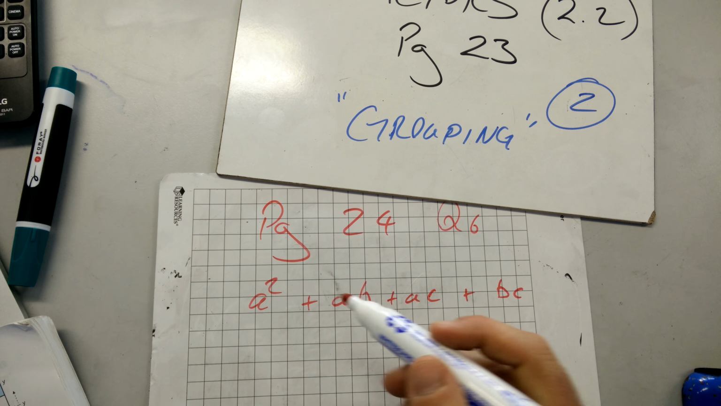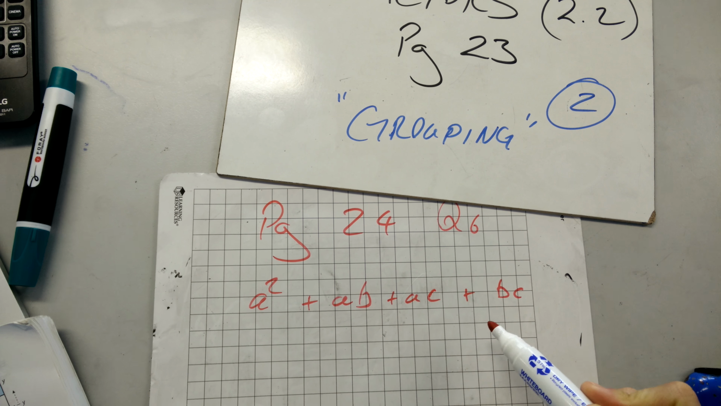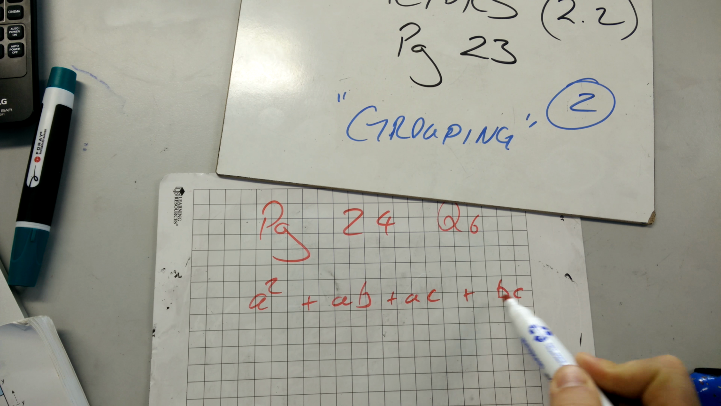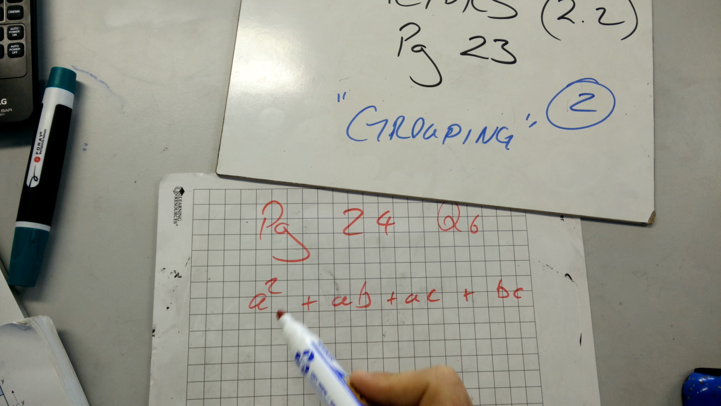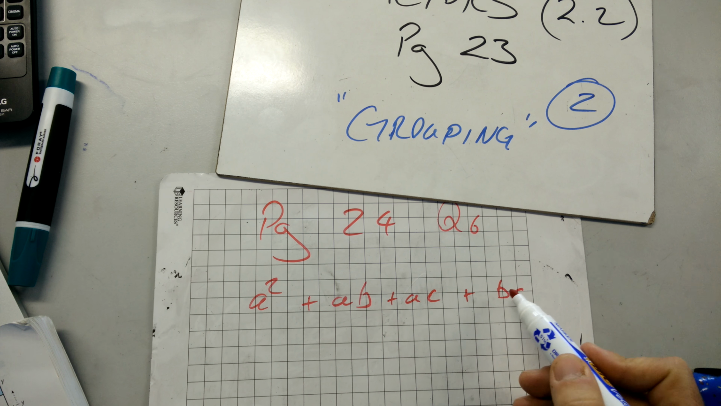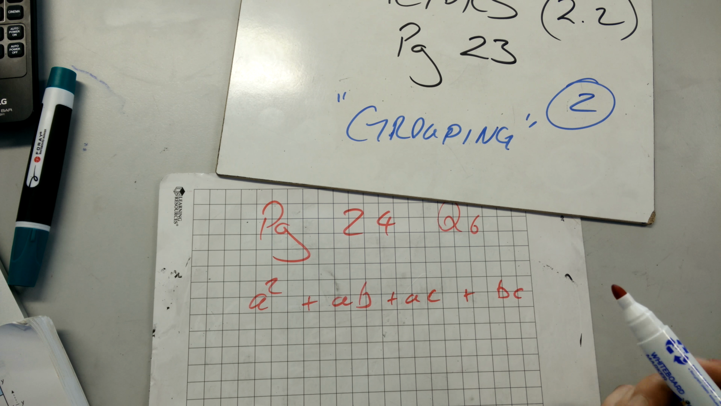Now, it's very easy to look along here and say, okay, I can see what's already common. I can see that there's an A in almost everything. There's a C in two things, and there's a B in two things. Now, that's not going to say that we can just take an A out straight away. That's not going to happen because we're left with this on its own. That's just not going to work.